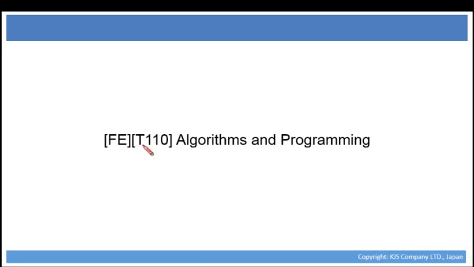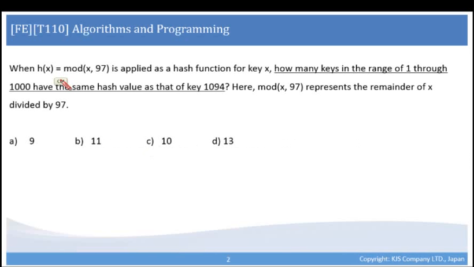110 Algorithms and Programming. So in this video we're going to be looking at hash tables and more specifically the hash function. So let's have a look at the question and see if we can answer it on the next slide. So when h of x equals mod x 97, so mod being the function and x and 97 being the variables passed to it, is applied as a hash function for a key x, how many keys are in the range of 1 through 1000 have the same hash value as the key of 1094.